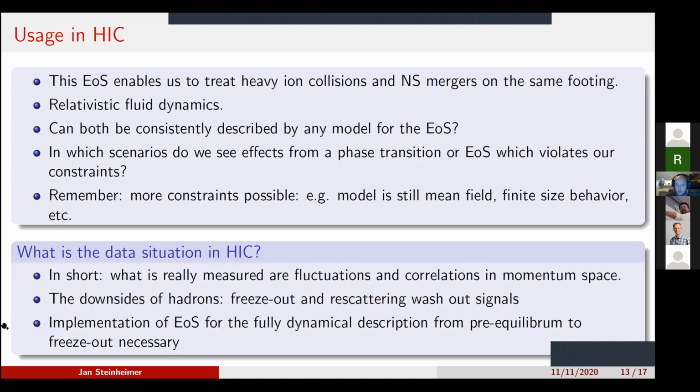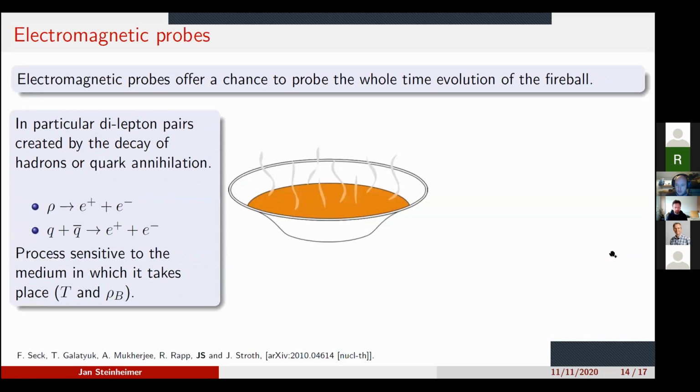And the downside of this is that you have a lot of freeze-out and rescattering, which wash out all these signals from the equation of state you put in. So you really need to implement this in a fully dynamical description from pre-equilibrium to freeze-out, and that's very cumbersome. So you don't really like this.